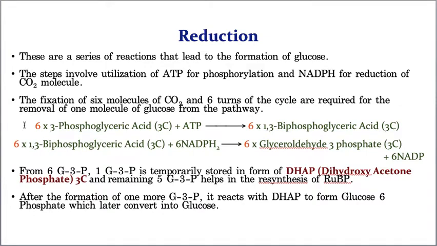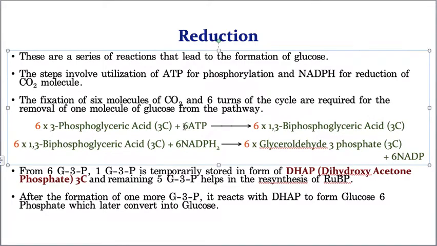Whereas how do 6 molecules of 3 phosphoglyceric acid, by utilizing how many ATPs? 6 ATPs, they produce 6 1,3 biphosphoglyceric acids. Now these 6 1,3 biphosphoglyceric acids, by utilizing 6 NADPHs, form 6 glyceraldehyde 3 phosphates.